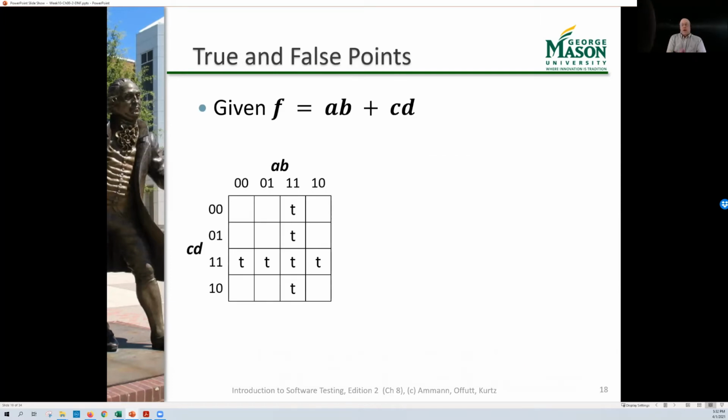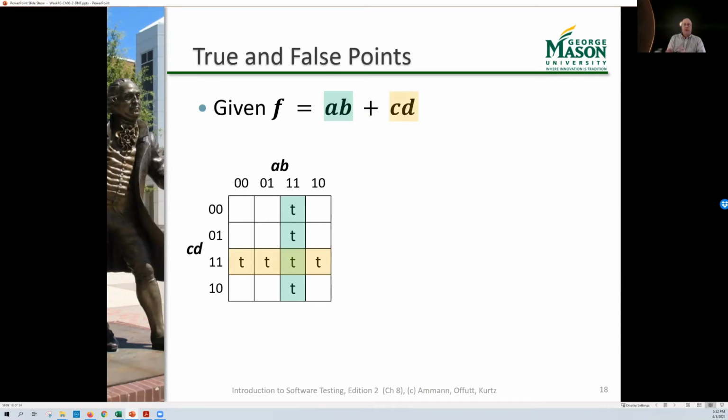Okay, so now in our Carnot map, we can also derive this idea of true points and false points. True and false points, this is pretty obvious. If we look at this predicate, F equals AB or CD, we can build our Carnot map, right? AB gives us this column, CD gives us that row rather.